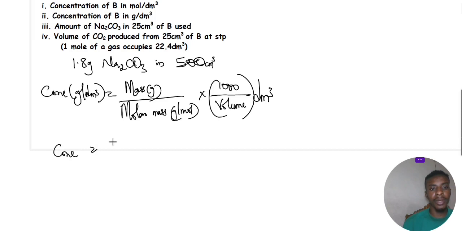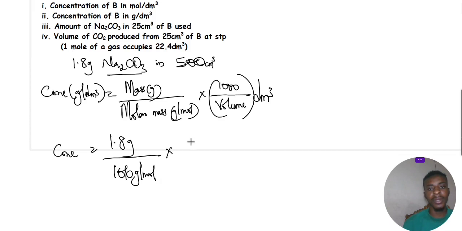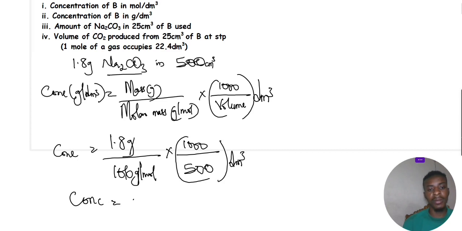Concentration: the mass is 1.8 grams, the molar mass of sodium carbonate is 106 grams per mole, times 1000, and the volume is 500 cm cube. Once you multiply these together, you have 0.0340 mole per dm cube. So this is the concentration of B in mole per dm cube.